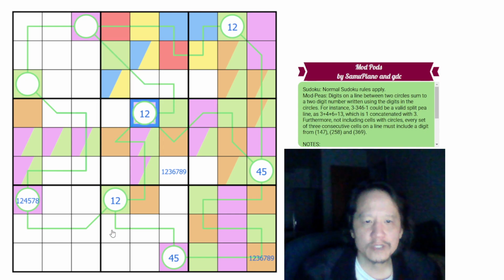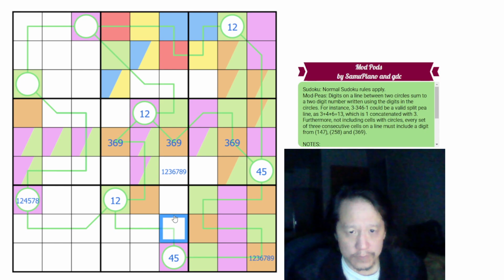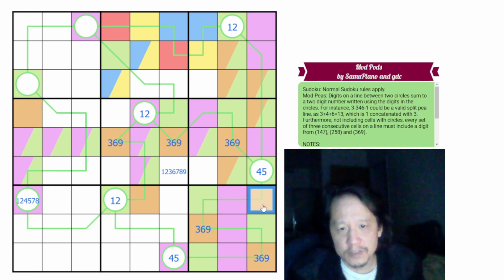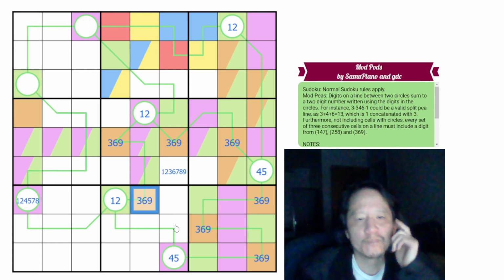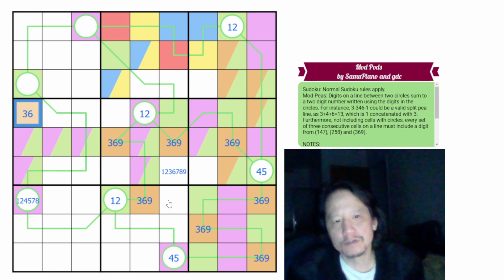We don't know what they add up to though. So this is either 21 or this is 12. Right, which works because these are 3, 6, and 9. So this is 3, 6, and 9. So this has to be 3, 6, and 9. This is 3, 6, or 9. Same here. So this is 3, 6, or 9.